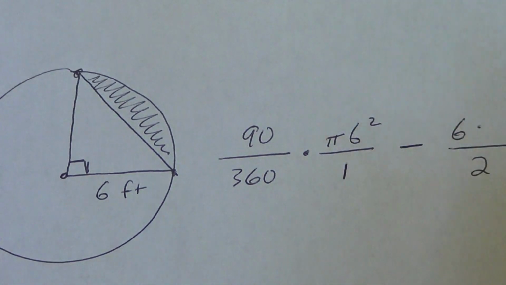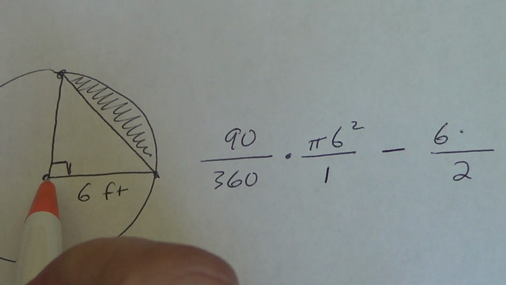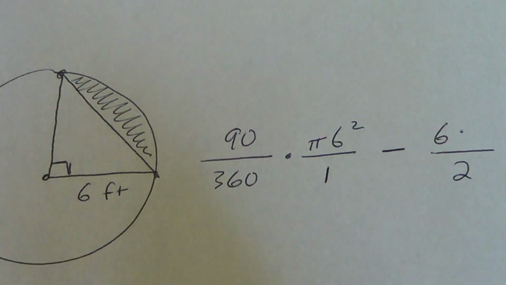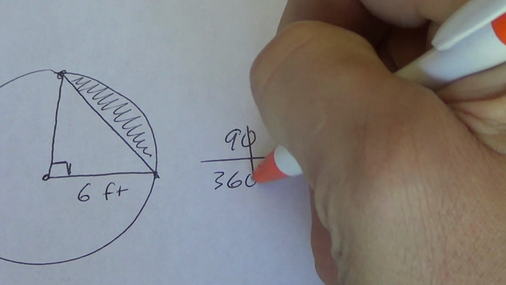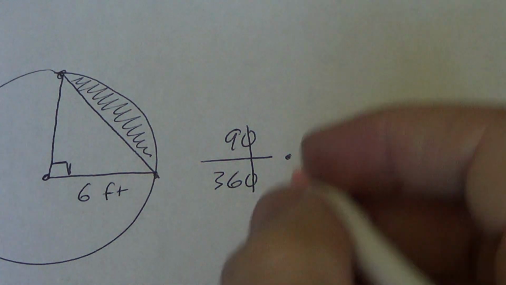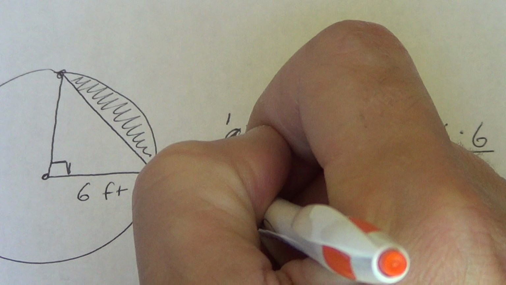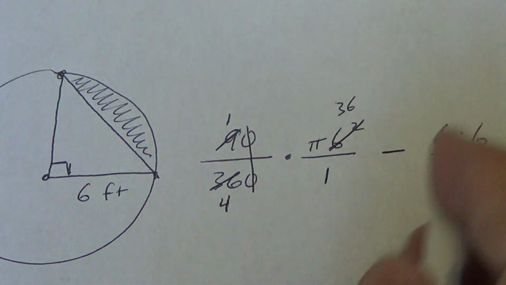Well, what in the world is the height? What is this height right here? Hopefully you realize really quick it's a radius. And this is a radius. And the radius of a circle never changes, so it has to be 6 as well. All right, let's do some reducing. Cancel the zeros, it's the same as dividing by 10. 9 and 36, so 1 and a 4. 6 squared is 36.